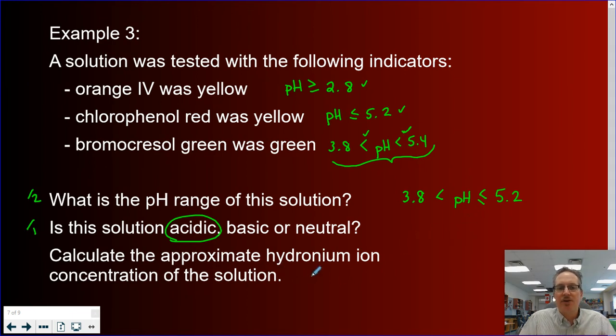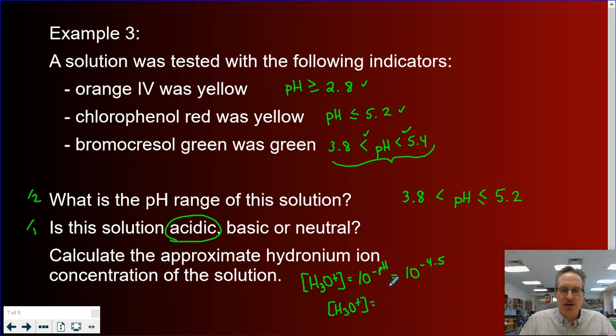So to find hydronium ion concentration, we have the formula. Hydronium ion concentration equals 10 to the negative pH. So we're going to do 10 to the negative 4.5, and I'm going to type this into my calculator.